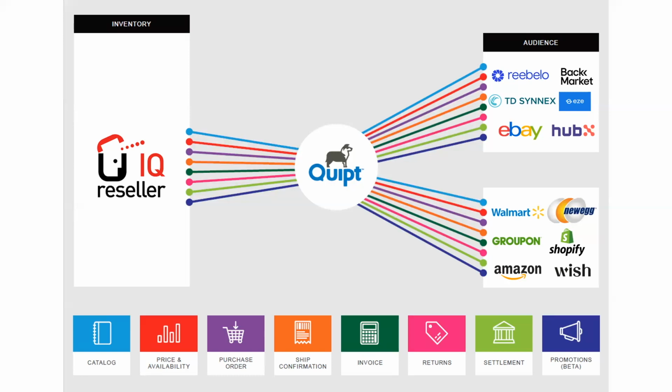Here's a visual of exactly how our platform works. We have this integration already built to IQ Reseller, so all of the data necessary for your business to live online is already being exchanged between Quipt and IQ Reseller, whether that be us pulling your inventory or pushing sales orders or getting back invoices, these types of things. All of these exchanges are pre-built and ready to go.